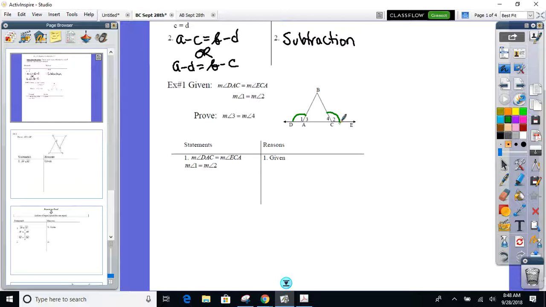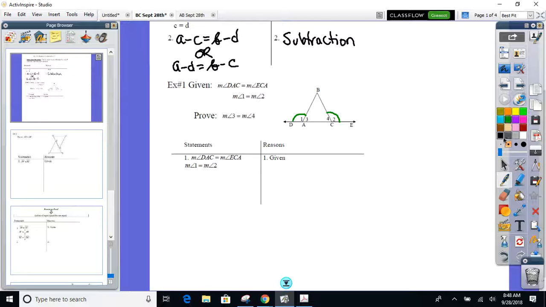And I'm asking why 3 and 4 are congruent now. Why 3 and 4? So ask yourself right now, guys, you are going from DAC, this angle right here, which is how much? 180, right? To angle 3, and you're going from ECA, which is also 180, to angle 4. Are you getting bigger or smaller with your angles? Smaller. So unlike yesterday, now I have to subtract. Okay, I have to subtract.